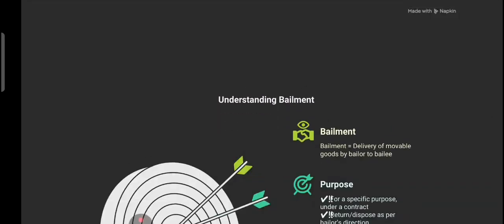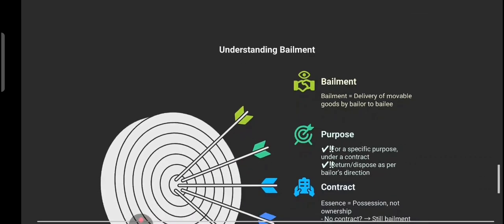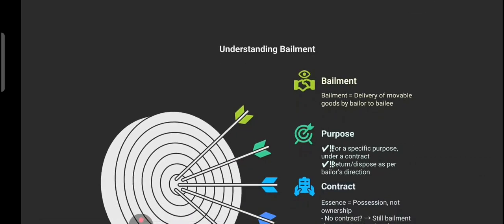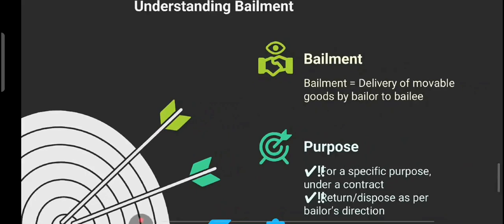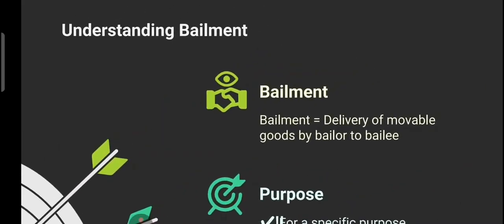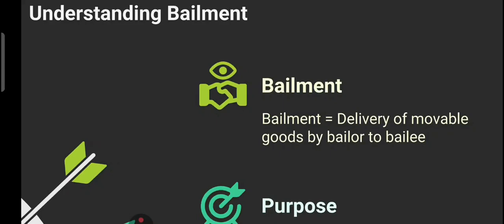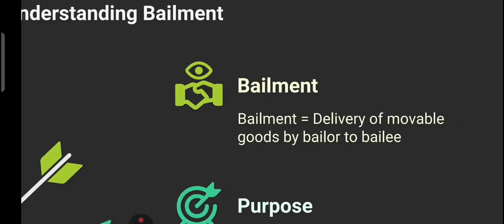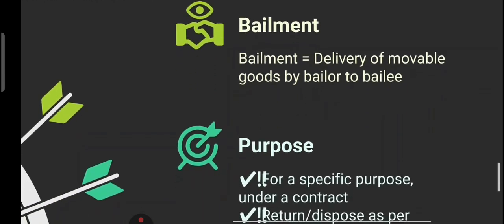So friends, let's look at the concept of bailment, a term that plays a key role in commercial and contractual law. First of all, what is bailment? Bailment means delivery of movable goods by one person, who is called the bailor, to another person, who is called the bailee, for a specific purpose. So basically movable goods are being delivered from the bailor to the bailee. What is the purpose of this bailment?